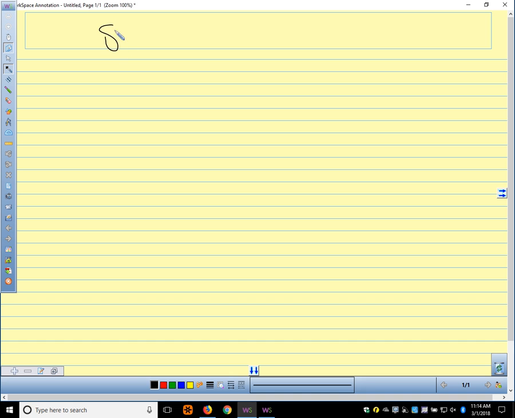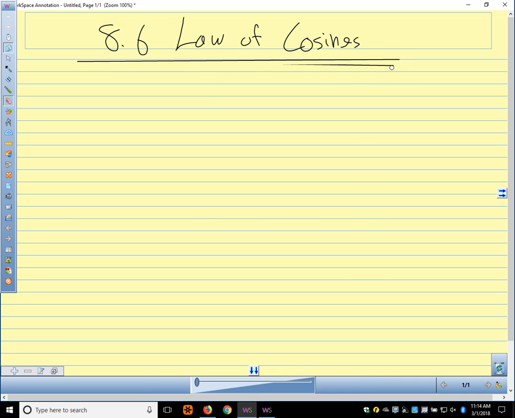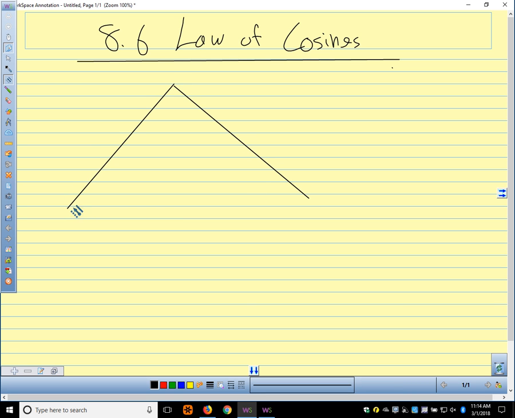So last section, 8.6. Law of cosines. So we're going to start with the same kind of triangle that we started with for law of sines. So just our generic triangle. And we'll label it like we did before. So just kind of a reminder of how we label these triangles for law of sines, law of cosines.